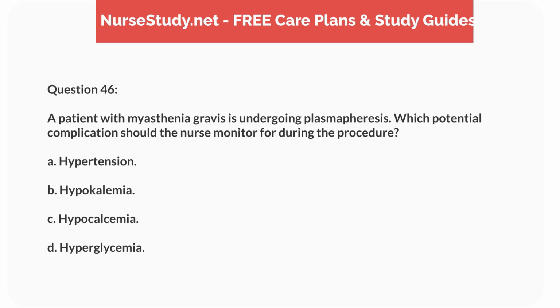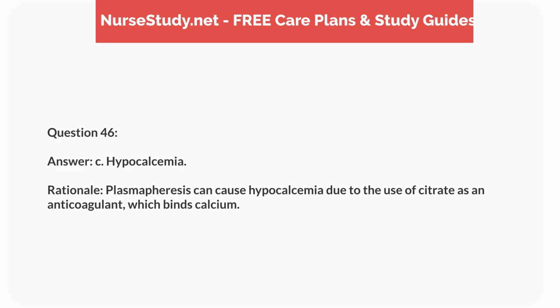Question 46. A patient with myasthenia gravis is undergoing plasmapheresis. Which potential complication should the nurse monitor for during the procedure? A. Hypertension. B. Hypokalemia. C. Hypocalcemia. D. Hyperglycemia. Answer: C. Hypocalcemia. Rationale: plasmapheresis can cause hypocalcemia due to the use of citrate as an anticoagulant, which binds calcium.